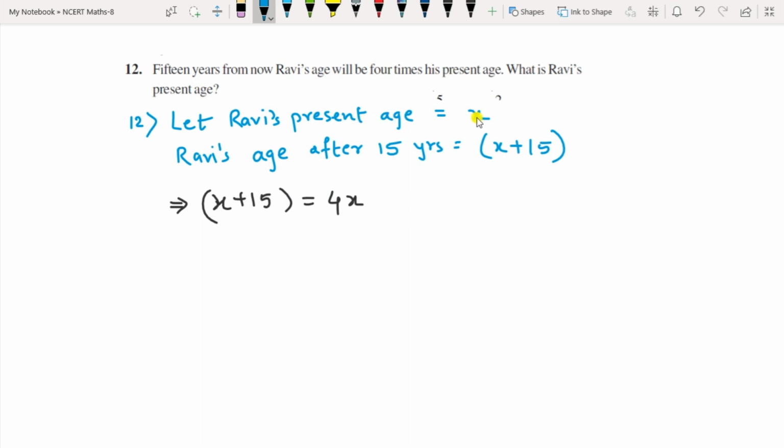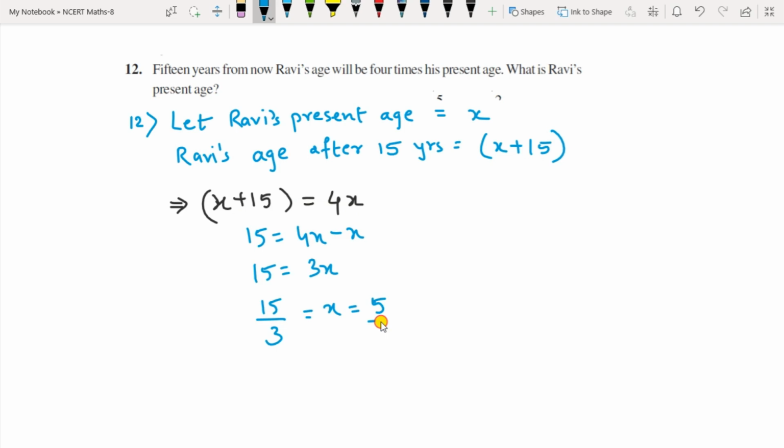12th question is, 15 years from now, Ravi's age will be 4 times his present age. What is Ravi's present age? So let Ravi's present age be x. 15 years from now means add 15 to his present age. He will be 4 times his present age. So he will be 4 times that age. So now take the like terms together. 15 equal to 4x. This x will move to this side. So minus x. So 15 equal to 3x.